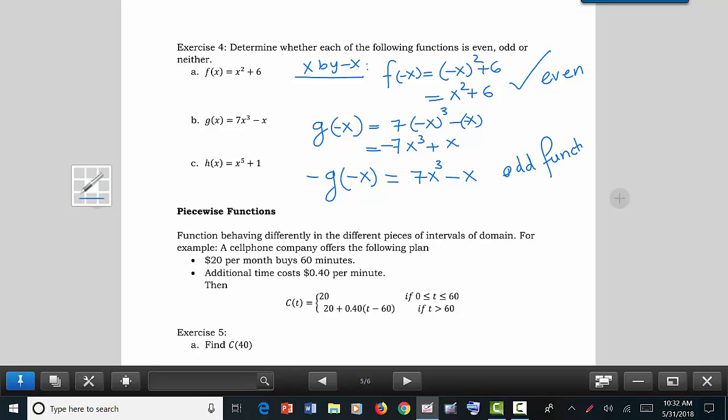This is just a mathematical way to see whether a function is odd or even. For the function in part C, if you do the previous idea, none of them will give the same expression. That's why this function is neither.